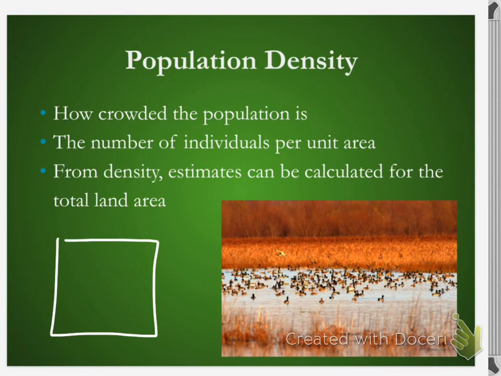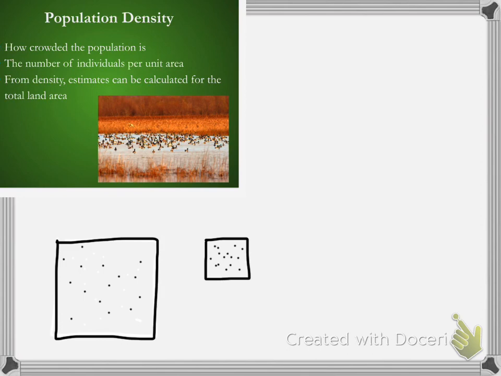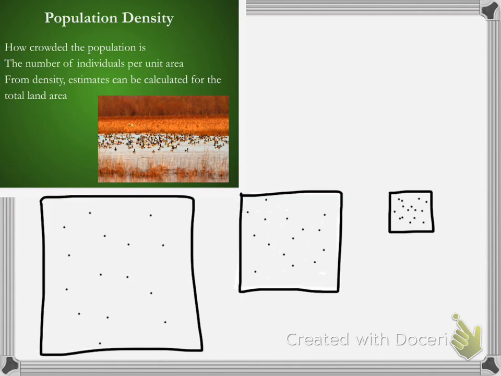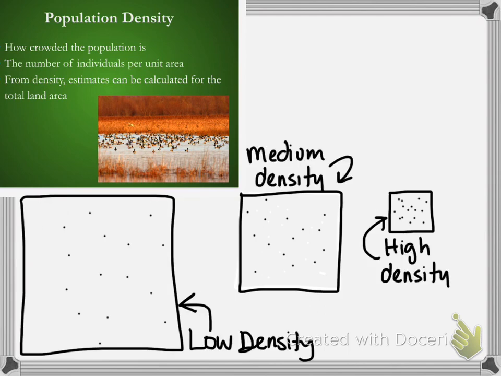So if we have 1 acre of land and it's got 15 rabbits on it, well, that's not a lot of rabbits, and that's a whole acre of land. What if we have 15 rabbits in a quarter of an acre? We have the same population size, but the land area is much smaller. So our rabbits are more crowded. It's a higher density population. What if we take those same rabbits and put them on 3 acres or 5 acres? Gosh, they've got lots of room to spread out. So we can have a low density population, a medium density population, or a high density population.